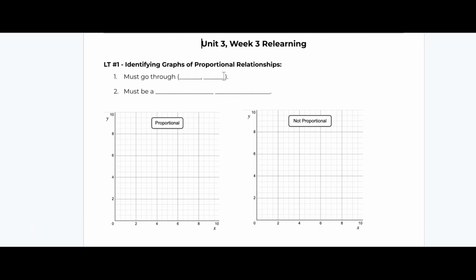Monday, the very first day, we learned that graphs of proportional relationships must go through (0, 0), and they must be a straight line. So the only way something can be proportional is if it starts at 0 and makes a straight line. This would be proportional. That's proportional. It doesn't matter the slant or how steep it is. It just matters that it's straight and starts at 0.